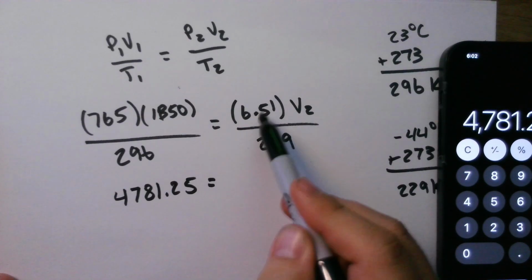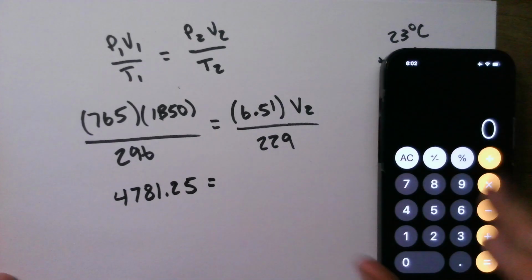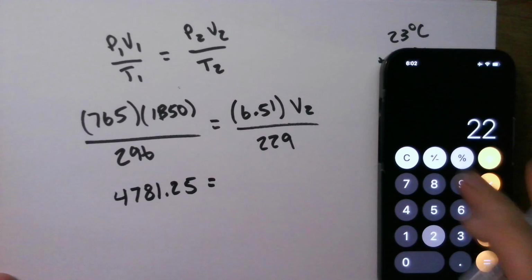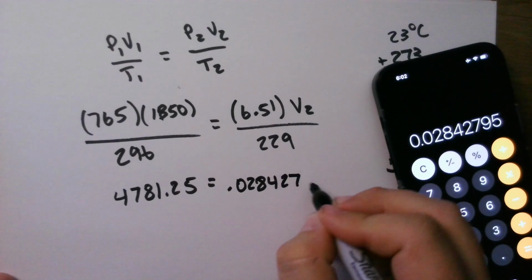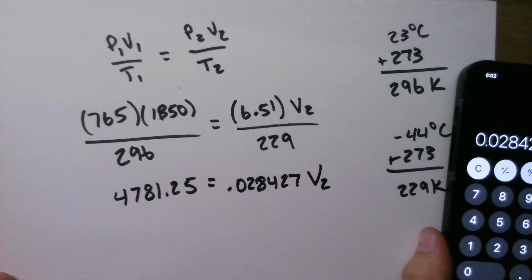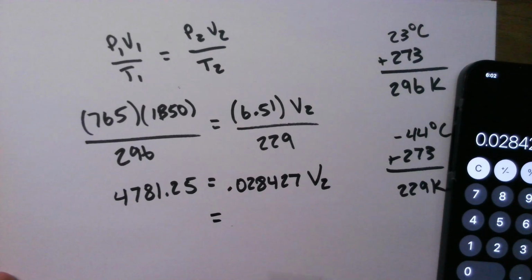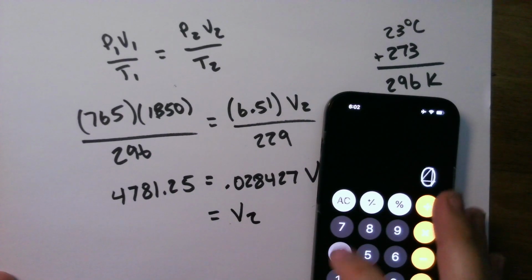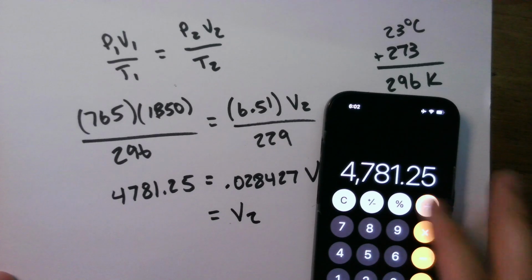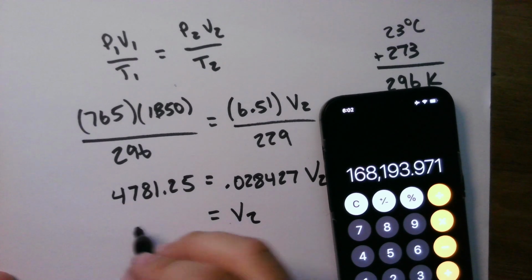On the right side, I'm going to simplify these two numbers. I can't do anything with my V2, but I can do 6.51 divided by 229, and I get 0.028427 and so on, times V2. Now to get V2 by itself, I just have to divide by this number. So I'll divide both sides by 0.028427, and I end up with 4781.25 divided by this small decimal, and I get this really large number.